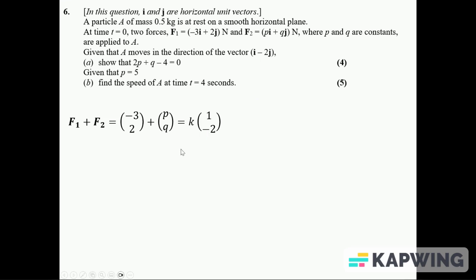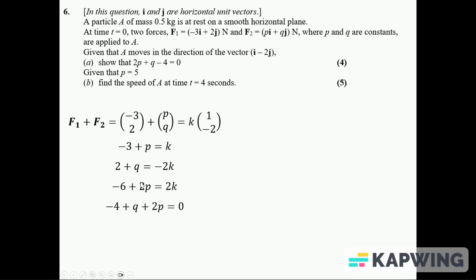Looking at the i components then, minus 3 plus p is equal to k, and 2 plus q is minus 2k. You could put k is equal to minus 3 plus p. That'll be okay. I've doubled this one to get minus 6 plus 2p equals 2k. And then if I add those two equations together, all the k's will cancel.